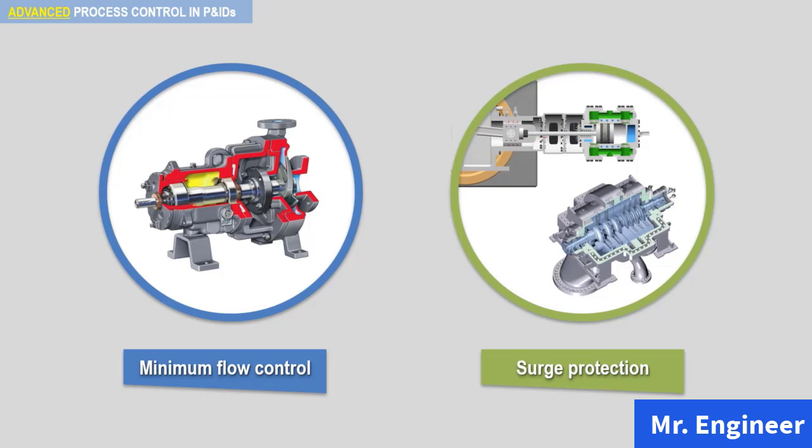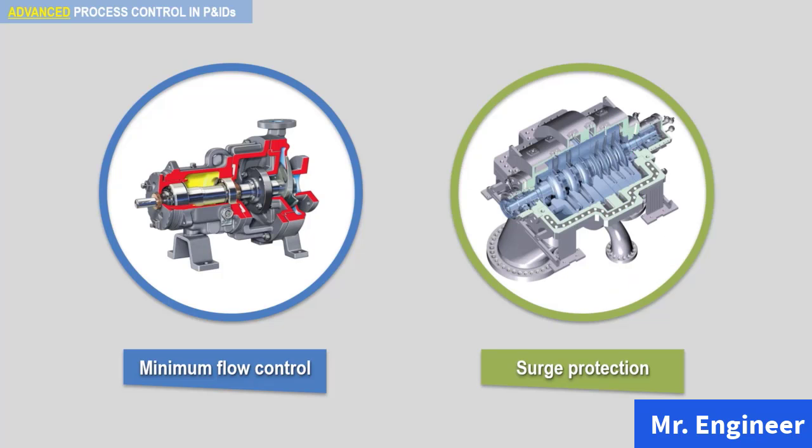Now again, for centrifugal gas movers, there are two control systems needed: capacity control and anti-surge control. We'll see this in detail further ahead.